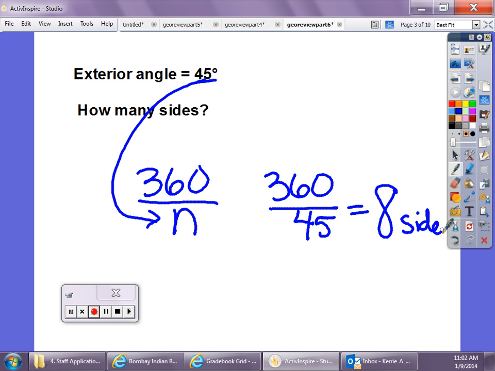What number do I always use when they say exterior? 360. And I'm either going to divide it by the number of sides or by the angle because they're interchangeable, okay? So if I divide by the angle, it gives me the number of sides. If I divide by the number of sides, it gives me the angle. Everyone good? All right, so that was number 53. Moving on to number 54.